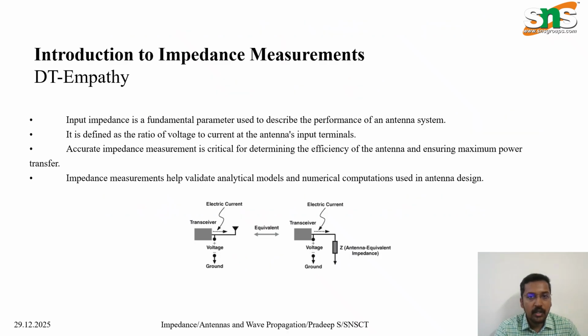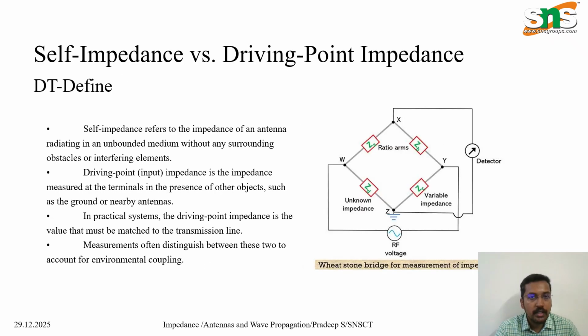Input impedance is one of the most important parameters of an antenna system. It is defined as the ratio of voltage to current at the antenna terminals. Accurate impedance measurements are necessary to ensure maximum power transfer and efficient antenna operation. These measurements are also useful for validating antenna designs and theoretical calculations.